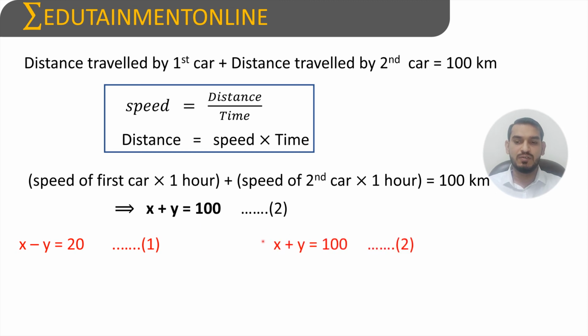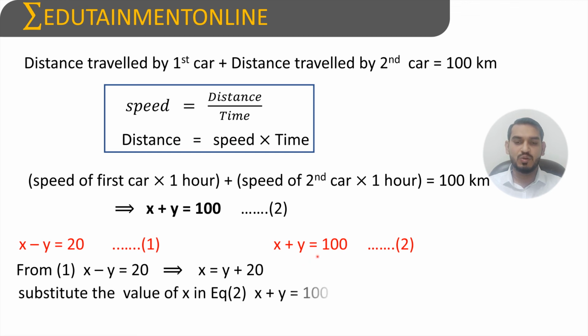Our first equation was x minus y is equal to 20. Now we have the second equation, which is x plus y is equal to 100. Now we need to solve these two equations and get the values of x and y. So from the first equation, x minus y is equal to 20, we can transpose y to the right hand side and write x is equal to y plus 20.